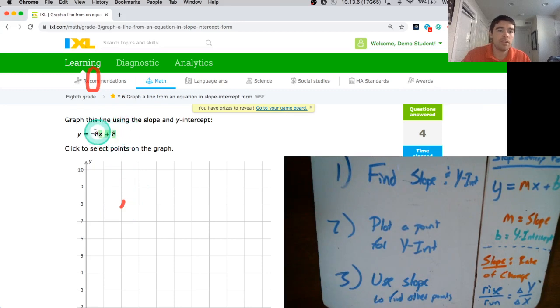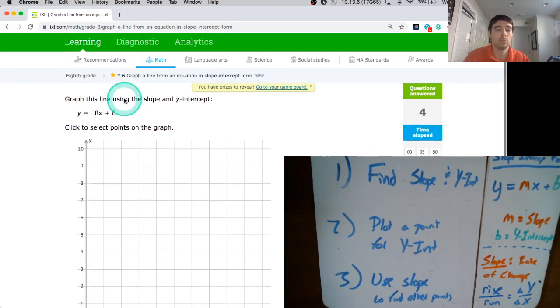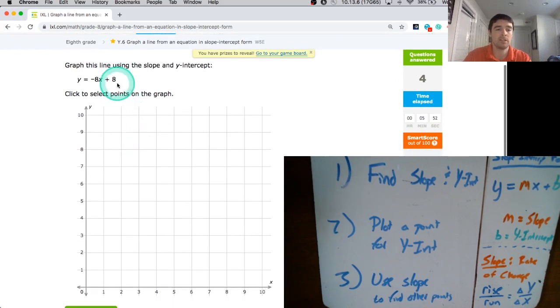Now, our new equation, we have a negatively sloped equation. It says y equals negative 8x plus 8. Our y-intercept is still positive. The y-intercept is represented by that positive 8 that I'm underlining right now. So I'm going to plot a y-intercept of positive 8.